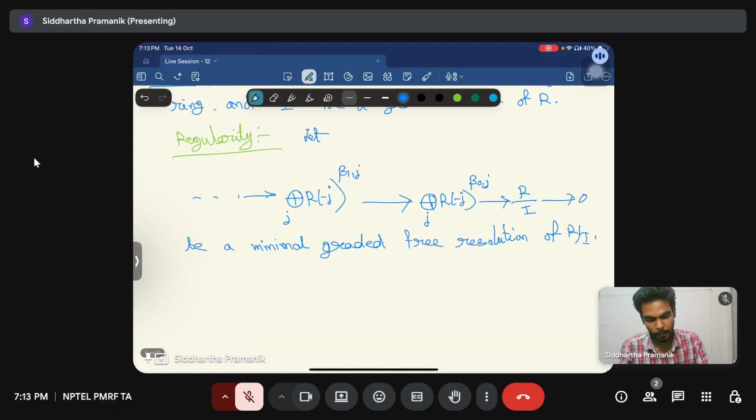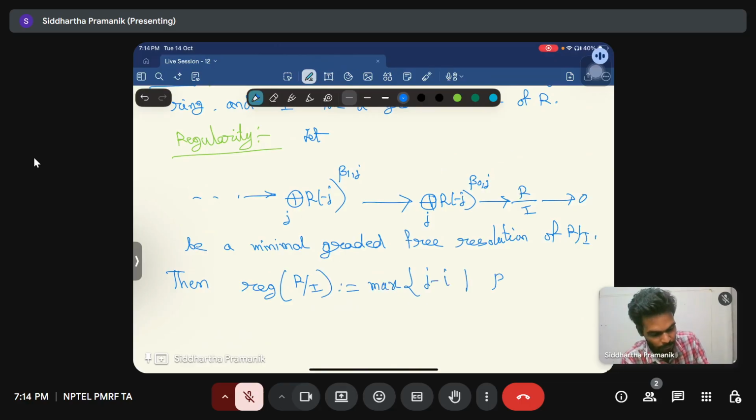Then these numbers beta ij, these graded Betti numbers, are unique numbers. Then we define the regularity of R mod I as the maximum of the difference j minus i such that this beta ij, the Betti number of R mod I, is non-zero.